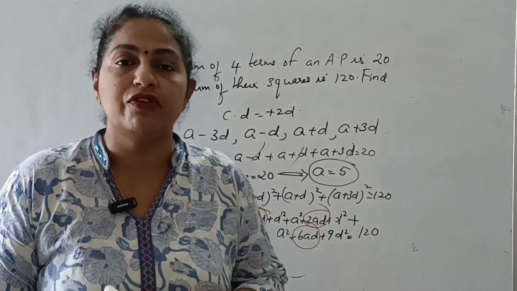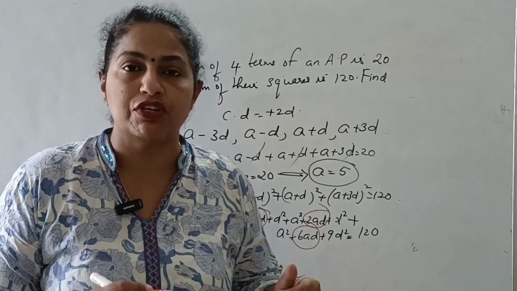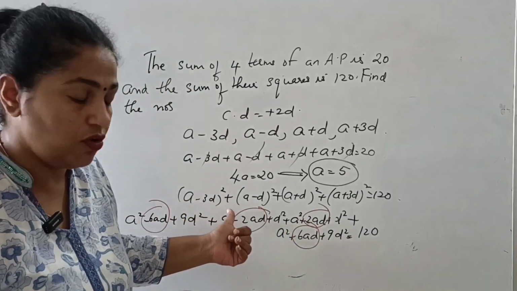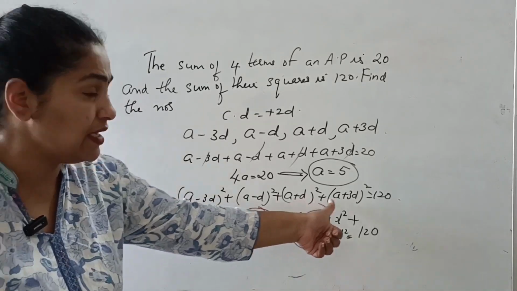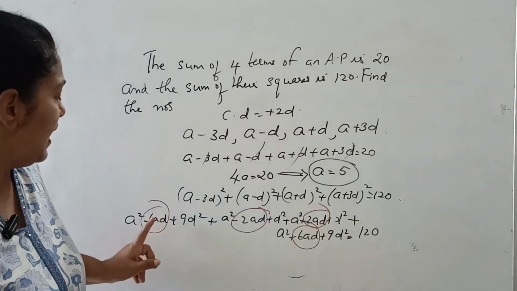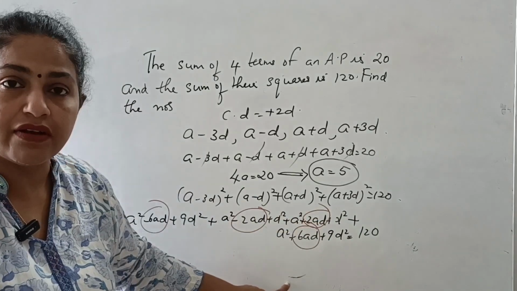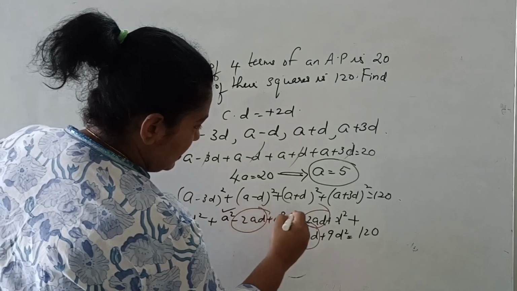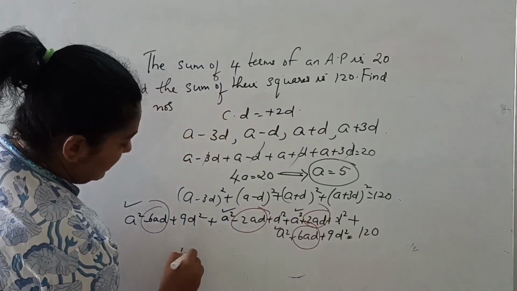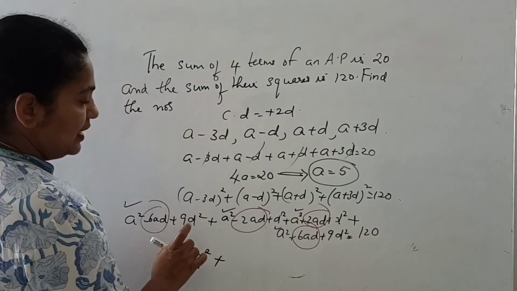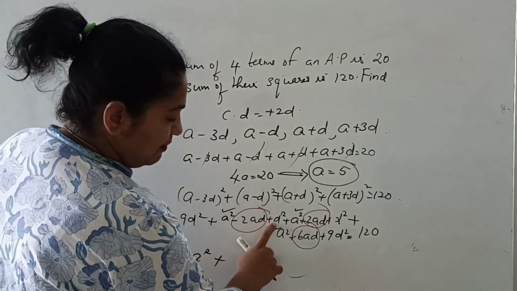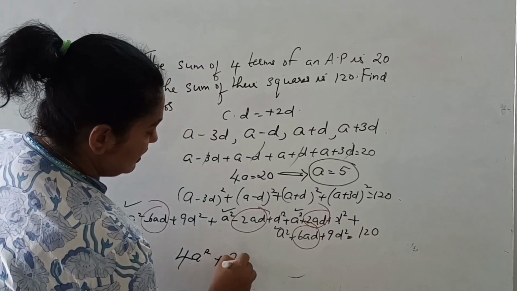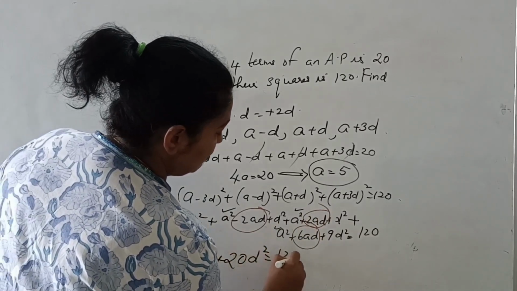So as you can see, the best way to solve this particular equation is to open the bracket. So I have opened the bracket by using a minus b the whole square, and this is what I am getting, and here you have used a plus b the whole square obviously, and the circled terms will get cancelled out. Okay, so what is remaining? I have 1a square here, 1a square here, 1a square here, and 1a square. That will give me 4a square, and 9d square and d square will give me 10d square, plus d square is 11d square plus 9d square is 20d square is equal to 120.